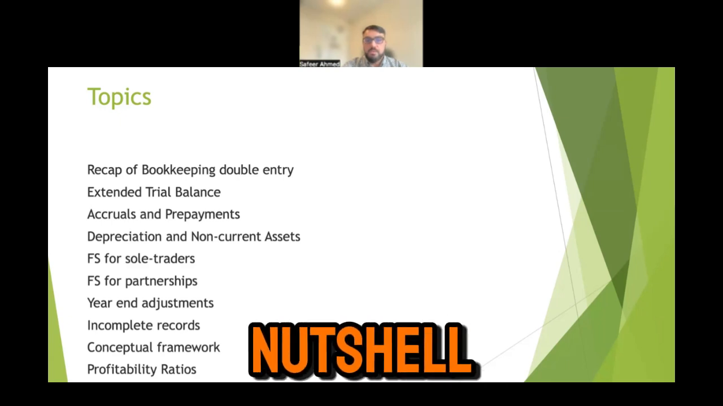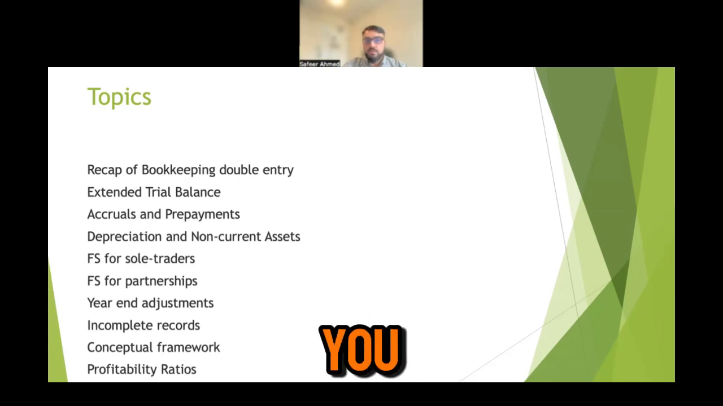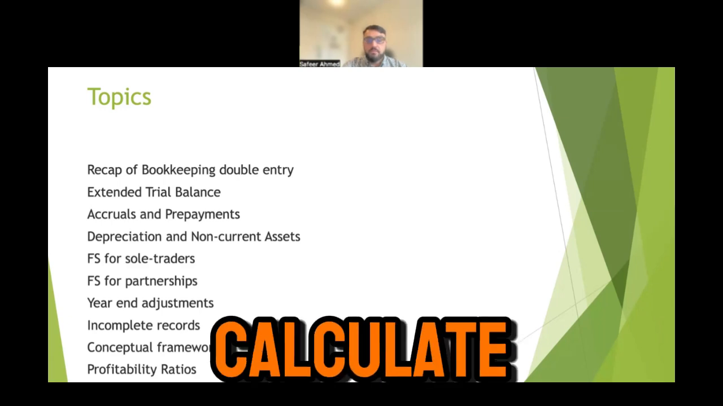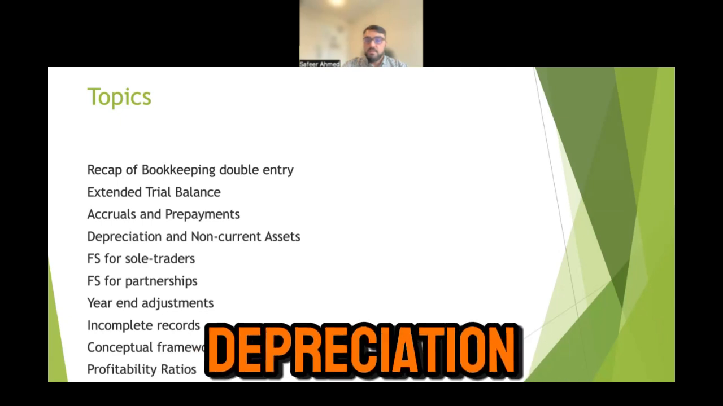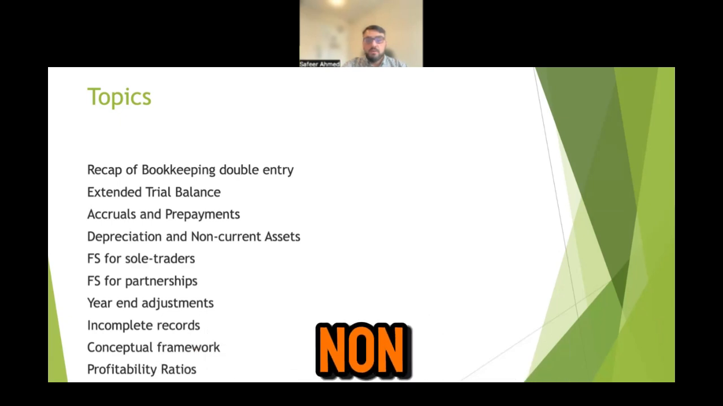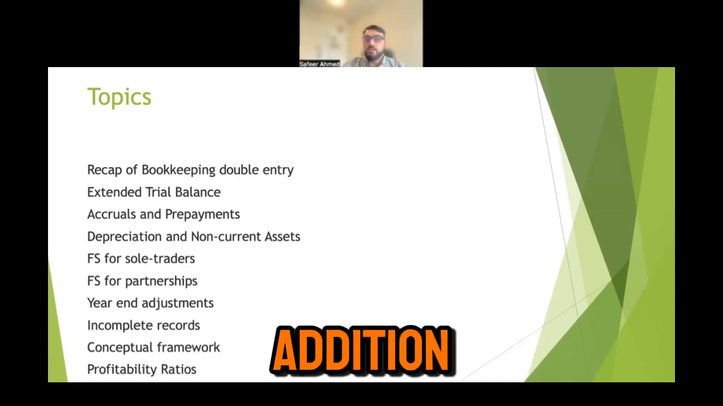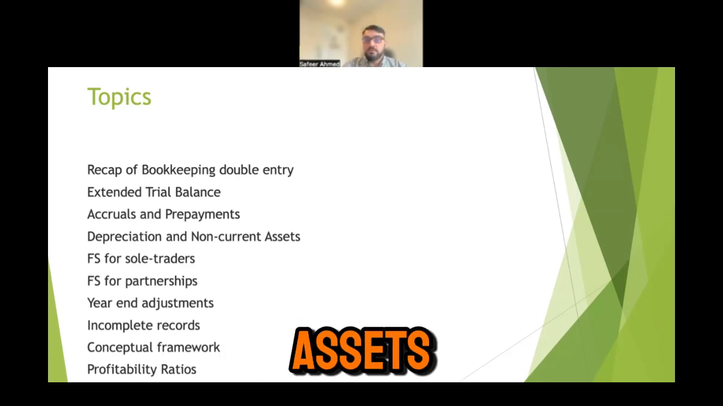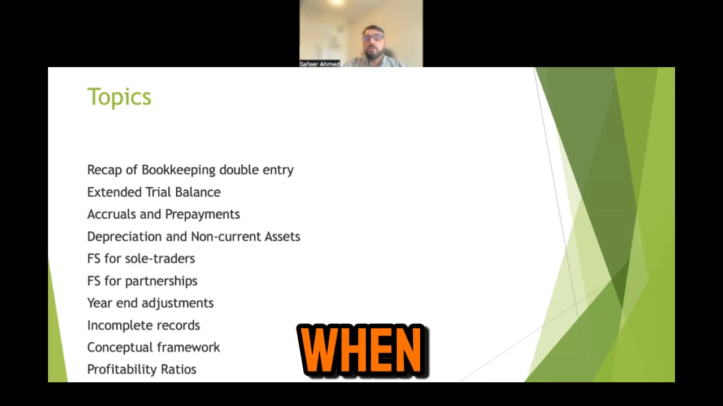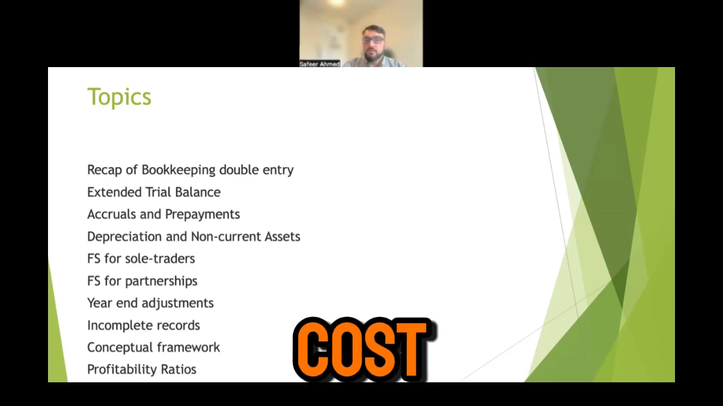So in a nutshell, you will need to make sure that you are happy with how to calculate depreciation, understand depreciation, accumulated depreciation, also the non-current asset register, and in addition to that, the disposal account. So when we sell non-current assets, how do we record it? Okay. And when we buy non-current assets, what costs we need to include as part of the asset cost.